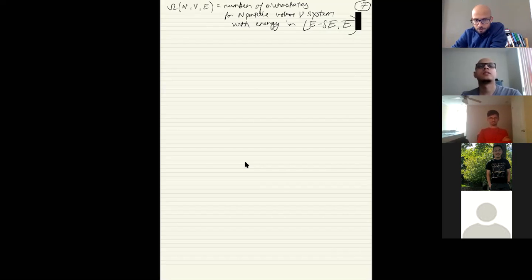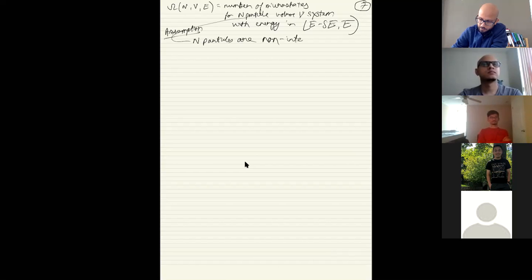And again, you cannot calculate for any generic system. So we are going to make an assumption. We are going to assume that these n particles are non-interacting. Okay, they don't talk to each other. It's a big assumption. But the funny thing about thermodynamics and statistical mechanics is that you can derive lots of interesting relations rigorously for non-interacting systems.